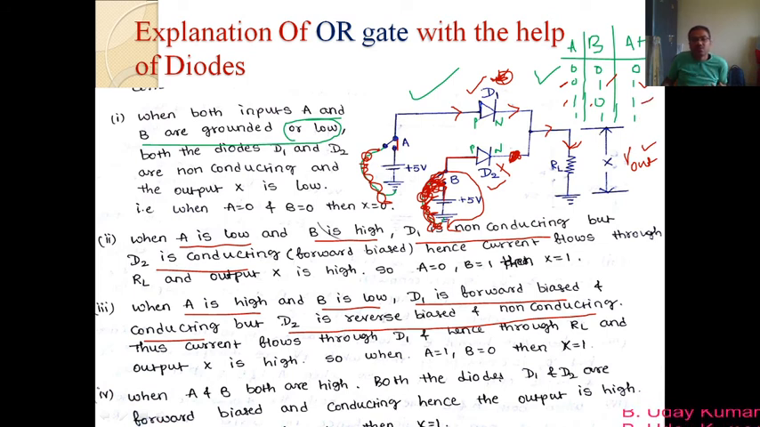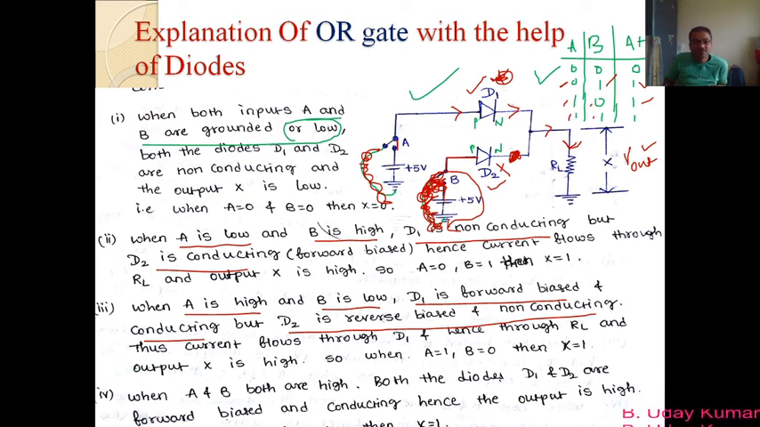Whatever the current that is flowing through RL gives rise to some output potential. So whenever you find some output potential, it becomes the case of 1. If you don't find any output potential, it becomes the case of 0. That's it. But now coming to the last case, which is 1 and 1.